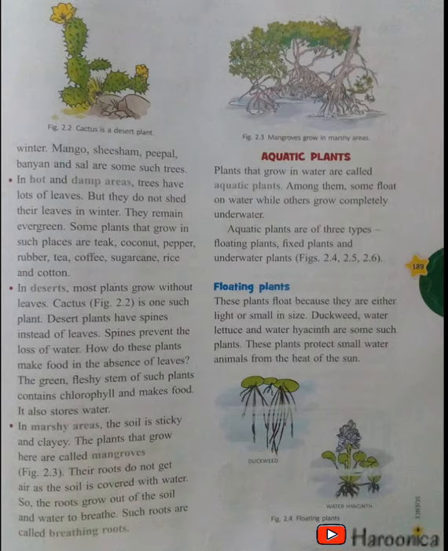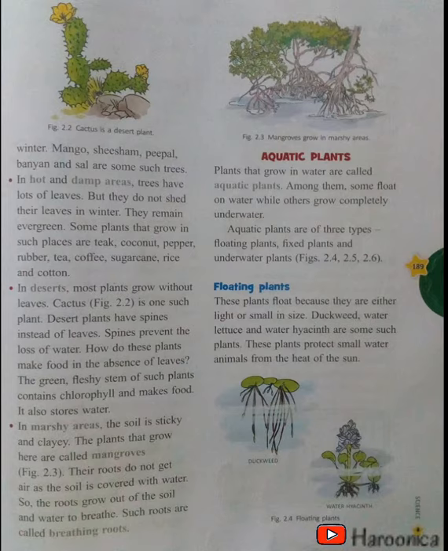It also stores water. In marshy areas, the soil is sticky and clayey. The plants that grow here are called mangroves, as shown in figure 2.3. Their roots do not get air as the soil is covered with water. So the roots grow out of the soil and water to breathe. Such roots are called breathing roots.